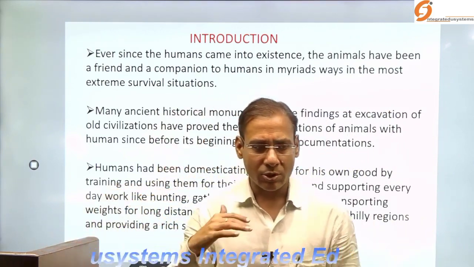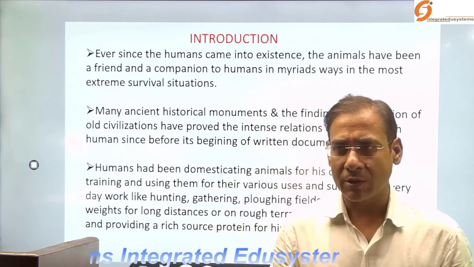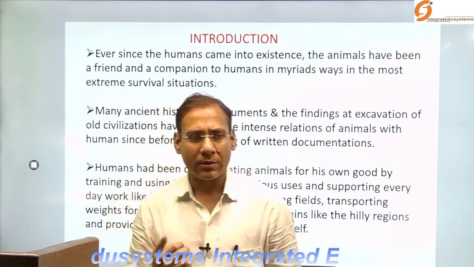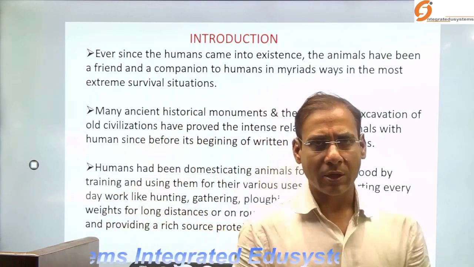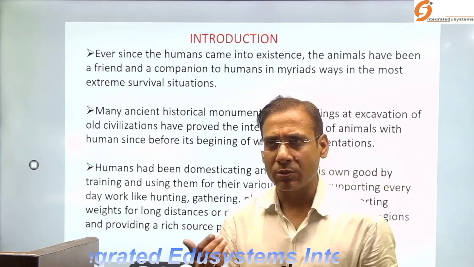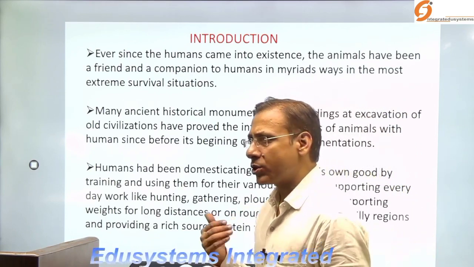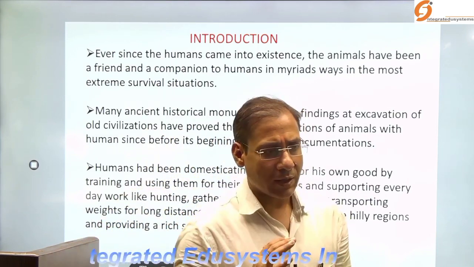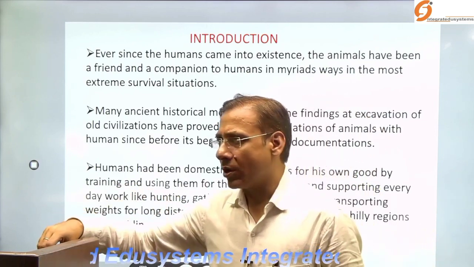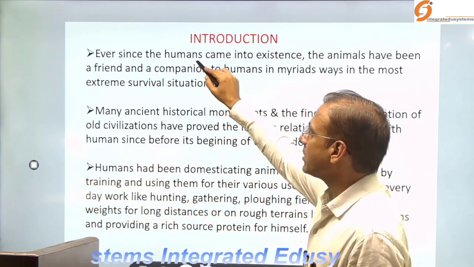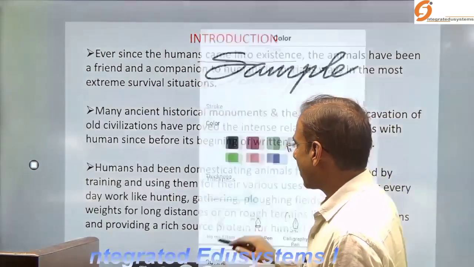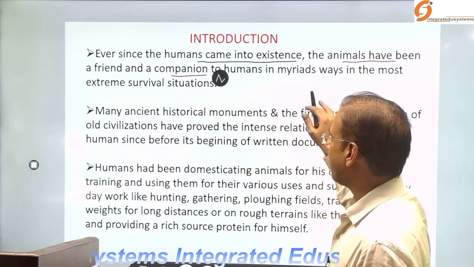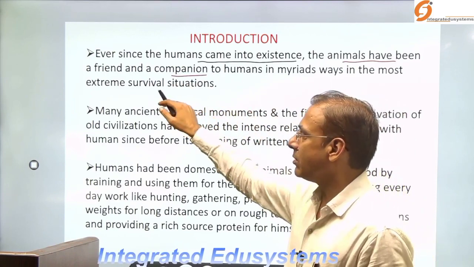planet Earth, because of human evolution, according to Charles Darwin, the human evolved from the monkeys. Okay, earlier there was an ape-like man, Neanderthal, Cro-Magnon. Okay, further the Homo sapiens came into existence, and since the evolution of Homo sapiens, they started practicing domestication and started rearing the animal. So what I have mentioned here is that ever since humans came into existence, the animals have been friend and companion to the humans in myriad ways, in the most extreme survival situations.